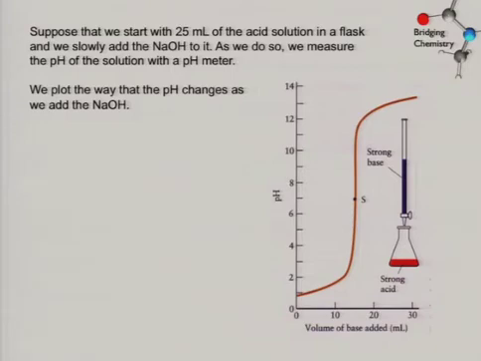And then what we do is up in here, we have this thing called a burette, which is just like a big long test tube with a tap on the bottom. And in here, we have our sodium hydroxide solution. And when we open this tap, the sodium hydroxide will slowly drip into our acid.